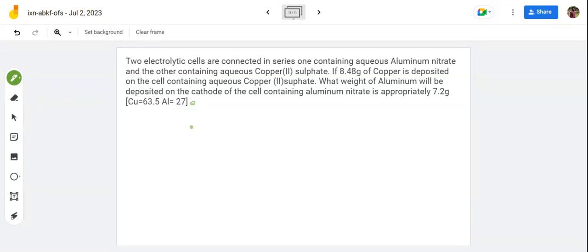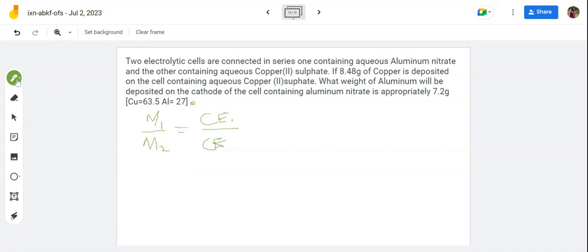So I'll just give you the formula now. But the formula will be in two forms. The first one is M1 over M2 equals chemical equivalent 1 over chemical equivalent 2. Some people call it electrochemical equivalent. But this is the first formula.